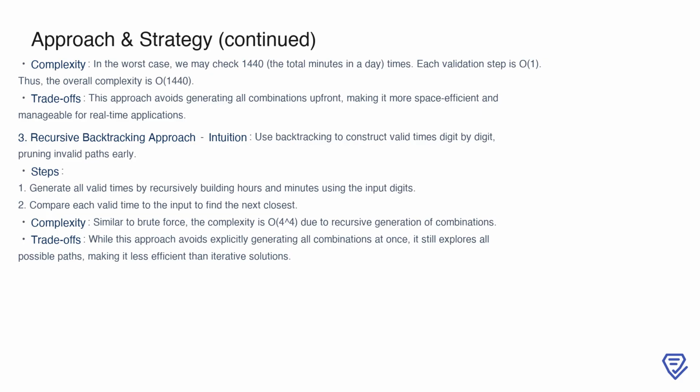Another strategy we examined is the recursive backtracking approach. Here, we construct valid times digit by digit, pruning invalid paths early. This method involves recursively building hours and minutes using the input digits, then comparing each valid time to the input to find the next closest. While this approach avoids explicitly generating all combinations at once, it still has a complexity of 4 to the power of 4, due to the recursive nature of the generation process.